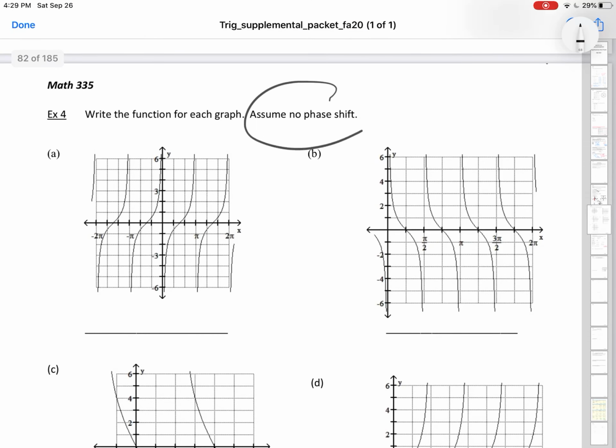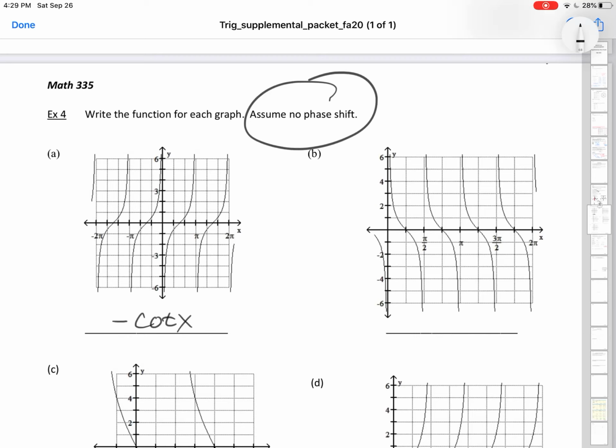So see how they're saying assume no phase shifts? That's very typical. Otherwise, you would not be able to tell the difference between a tangent and a cotangent. They want us to talk about what this is. So I would look at this and realize, ooh, this thing's got asymptotes at 0 and pi. This is a cotangent. Cotangent falls, but this is rising, so this is a negative cotangent of x.